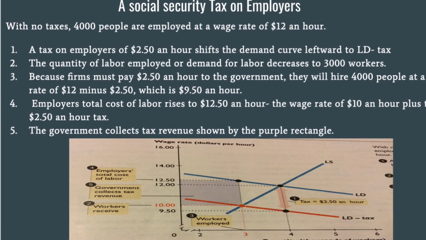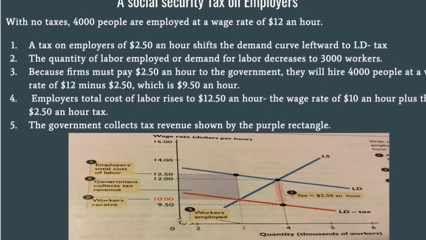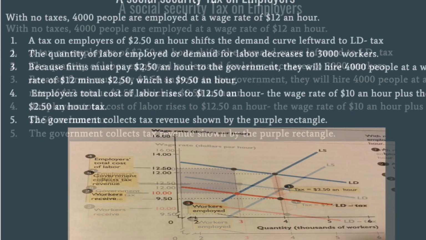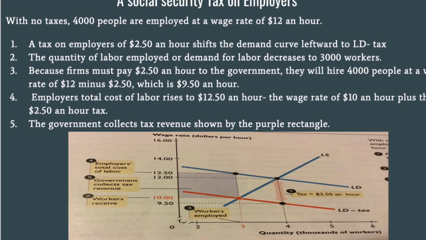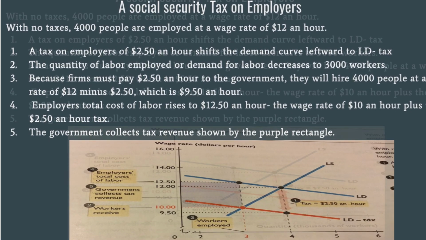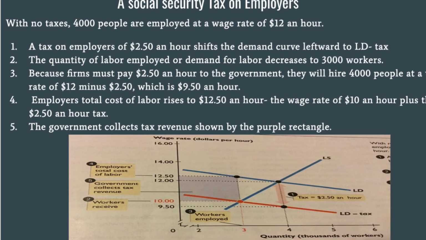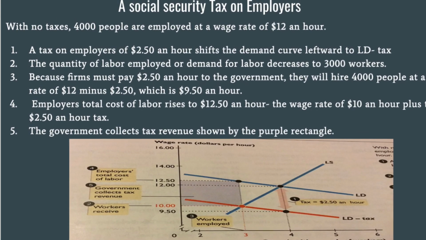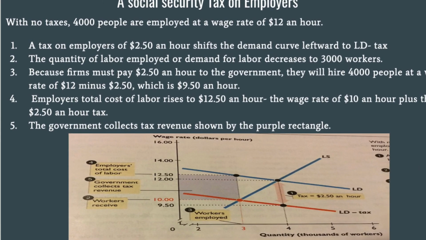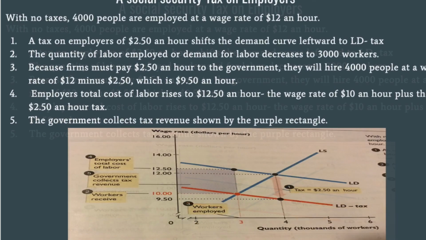With no tax, 4,000 people are employed at a wage rate of $12 an hour. A tax on employers of $2.50 an hour shifts the demand curve leftward to LD plus tax. The quantity of labor employed on demand for labor decreases to 3,000 workers. Because firms must pay $2.50 an hour to the government, they will hire 3,000 people at a rate of $12 minus $2.50, which is $9.50 an hour.